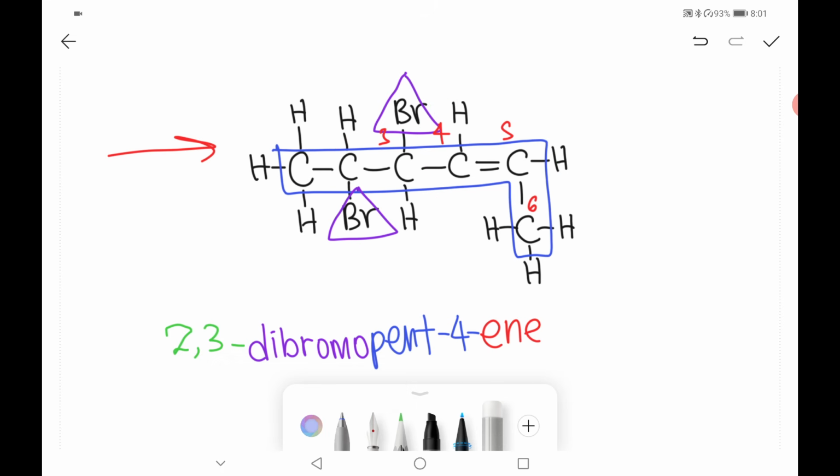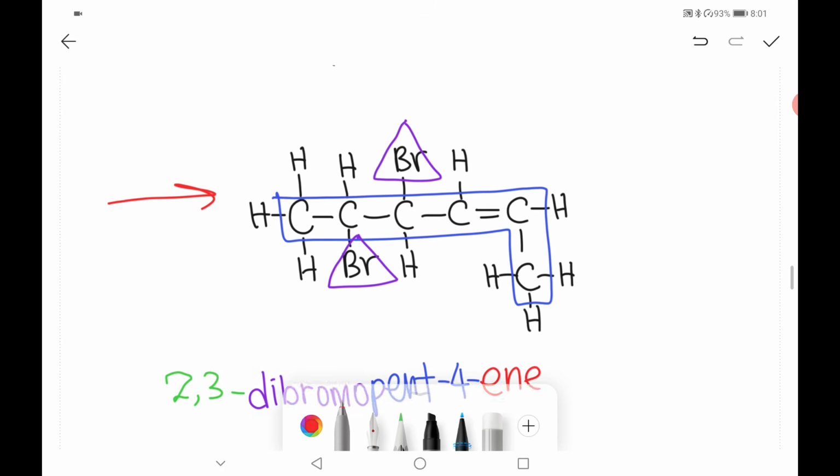So then now we count again in the opposite direction. When you count from the opposite direction, you're not starting here at number 1 because this is not the last carbon. This is the terminal. Terminal means the first or the last carbon. Always count from the first or the last carbon. So this is carbon number 1, carbon number 2, carbon number 3, carbon number 4, and so on.